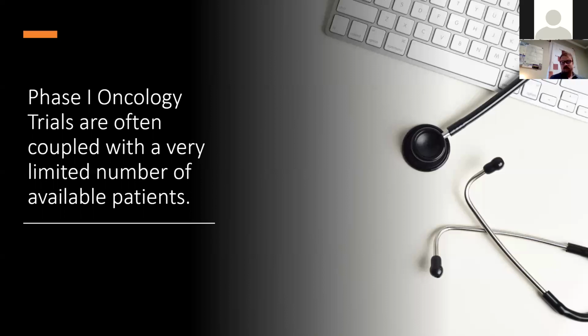So when we talk about phase 1 oncology trials, the issue is they're often coupled with a very limited number of available patients. This is especially the case when we're talking about rare diseases, which often happens with cancer research. So it's really important for us to use the resources available to us wisely. We need to make sure we're designing our phase 1 study using an approach that's not only safe for the patients themselves, but also using all the information that we can from these very limited resources.